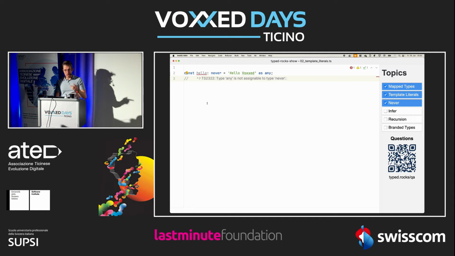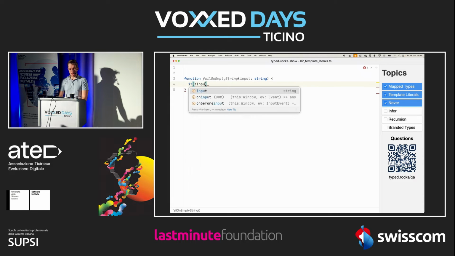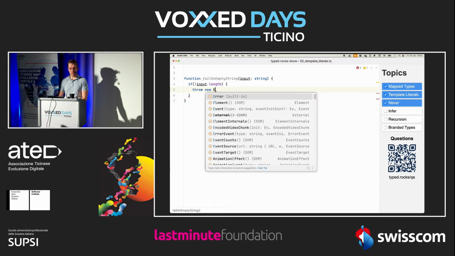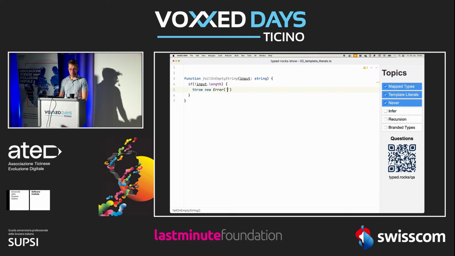And maybe you think, well, how is this helpful? Well, let me show you. So let's say we have a function here. Let's call this function failOnEmptyString. We pass it an input, which is a string, and we say, if the input length is not given, we say throw new Error, and we say here input is empty.